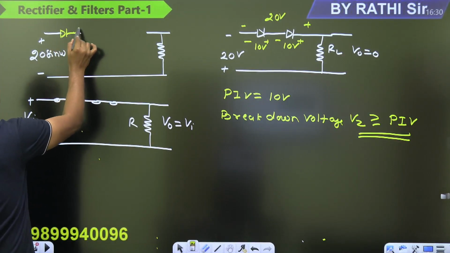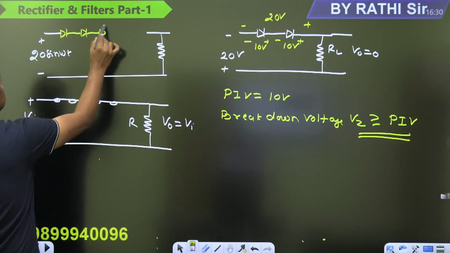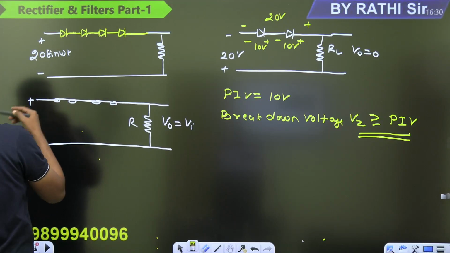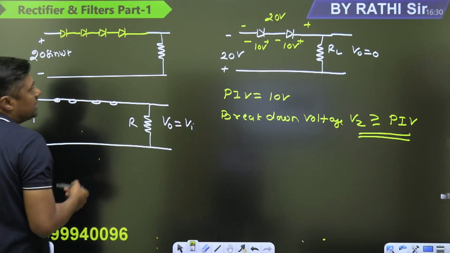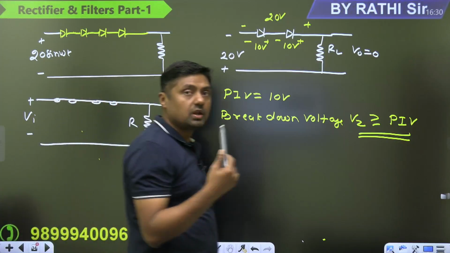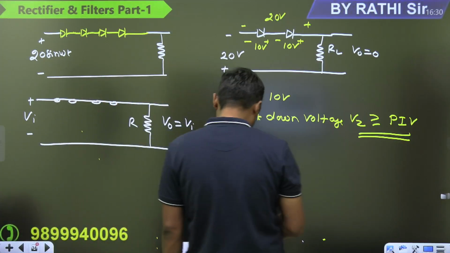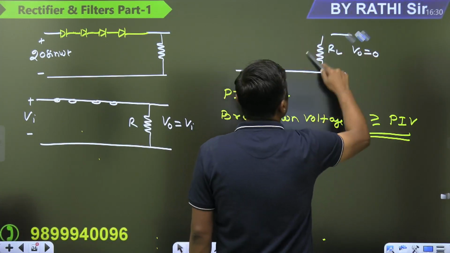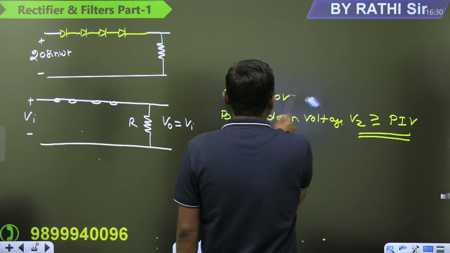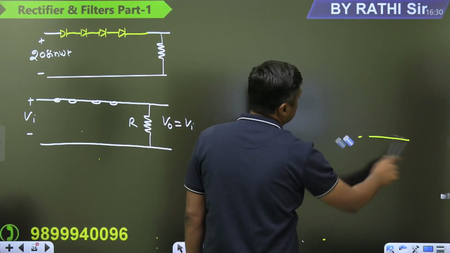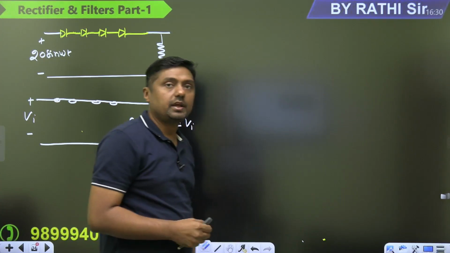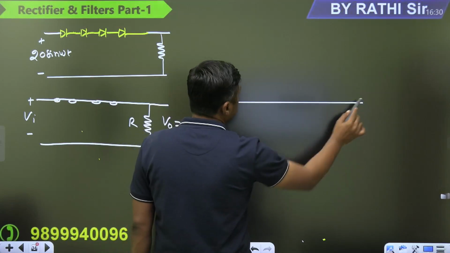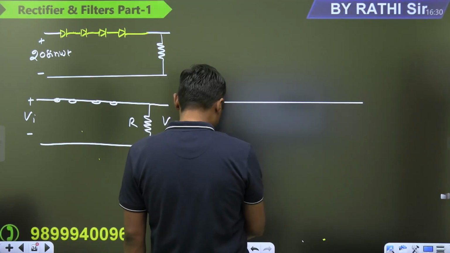1, 2, 3, 4. When it is forward bias, all the diodes will act as short circuit. When it is reverse bias, then all the diodes will act as what? Open circuit. Tell me, what is the PIV? What is the PIV then? Any idea? So, 4 diodes in series.